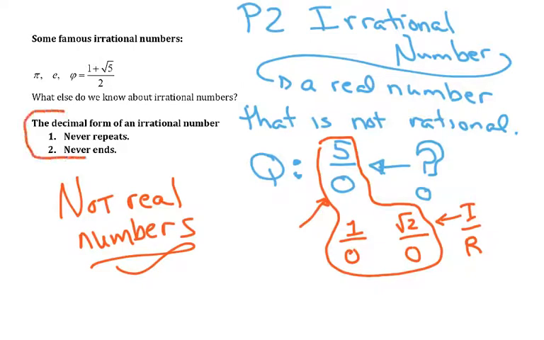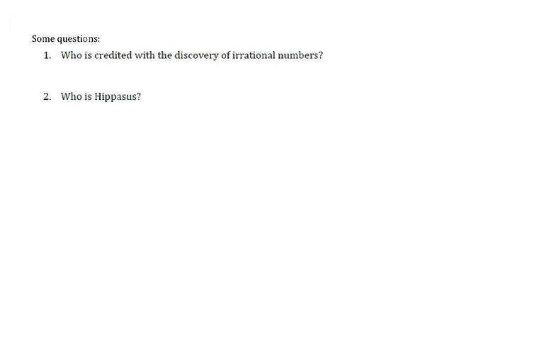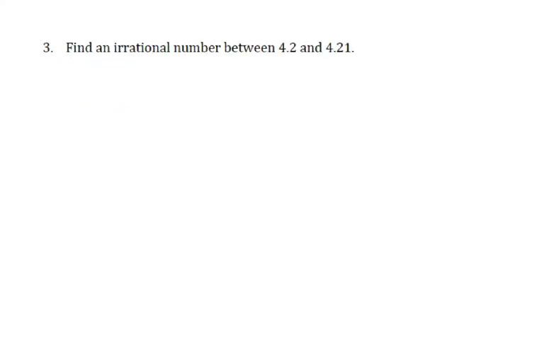And keep this in mind that irrational numbers can be written as decimals. However, their decimal forms never repeat and never end. So we've answered questions 1 and 2. Now we are going to try to find an irrational number between 4.2 and 4.21.